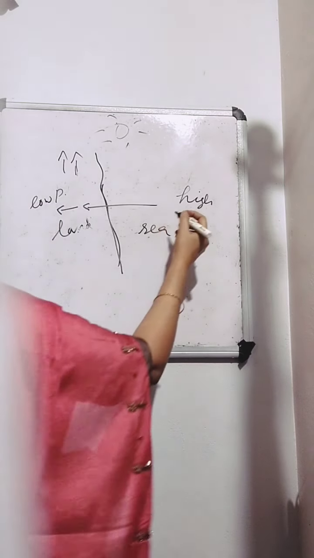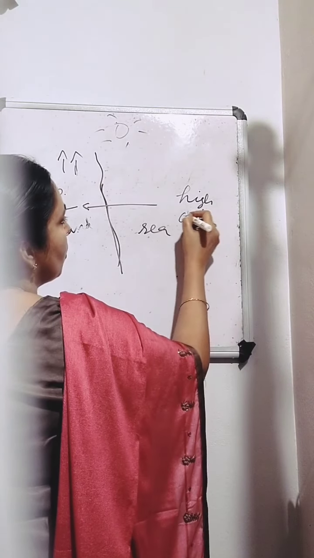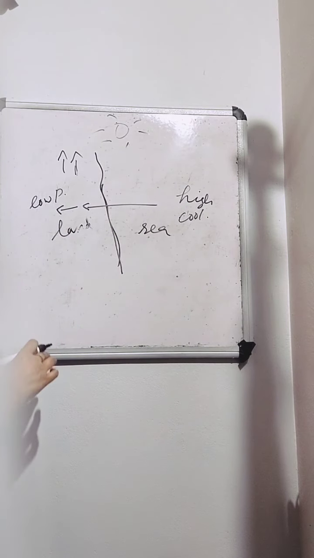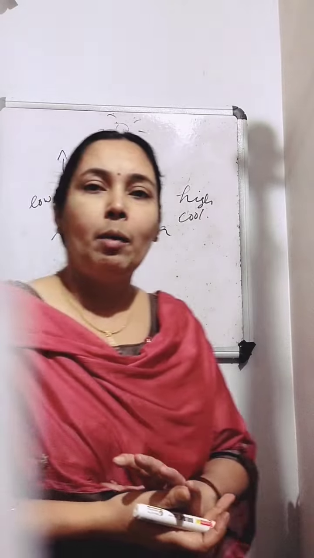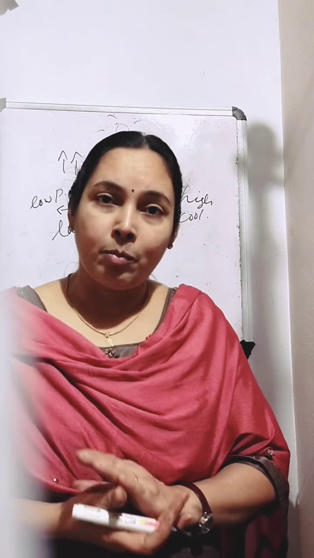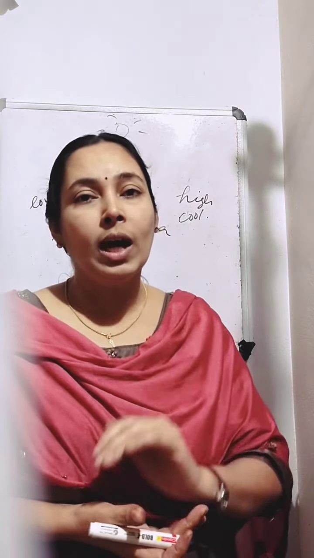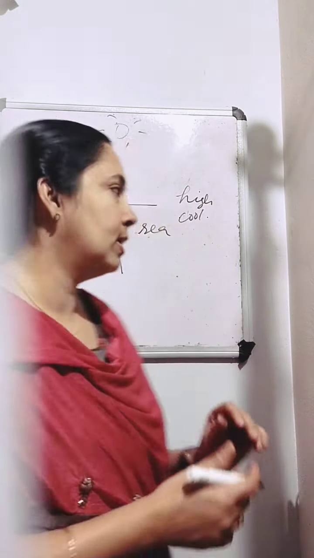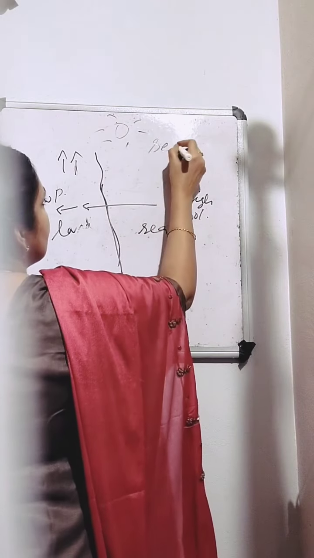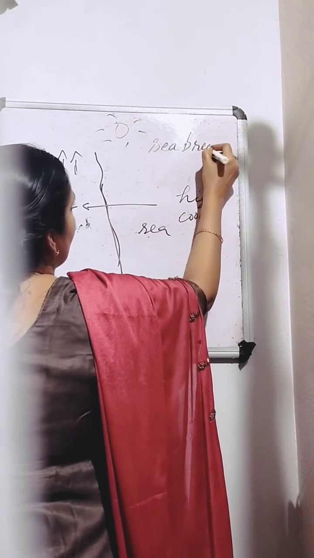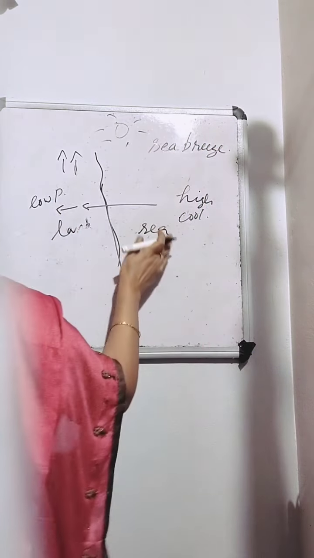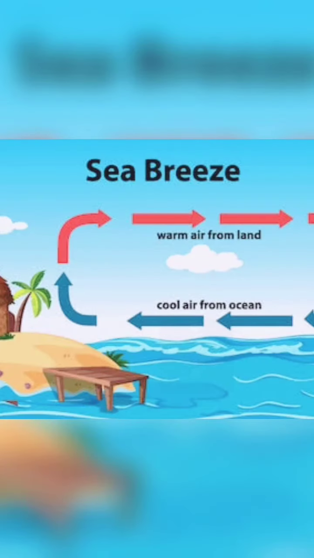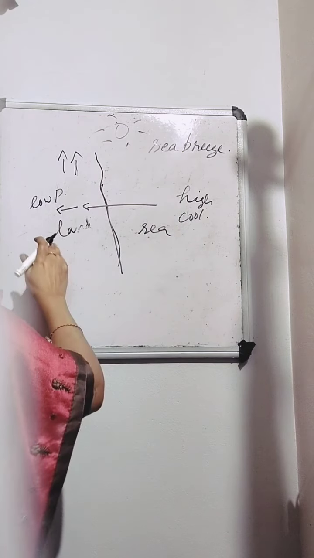And the air above sea is cool. So cool air from sea moves to the land. So during daytime, what happens? Cool air from sea will move to the land. And this is called sea breeze. So wind or breeze from sea is called sea breeze. So cool air from sea moves to the land.